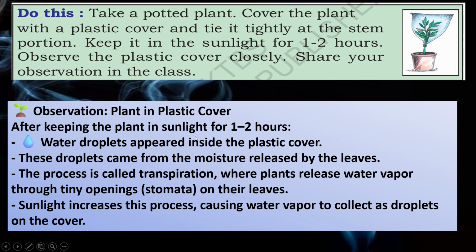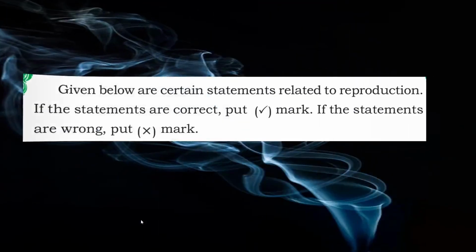After keeping the plant in the sunlight for 1 or 2 hours, water droplets appeared inside the plastic cover. These droplets came from the moisture released by the leaves. The process is called transpiration, where plants release water vapor through tiny openings called stomata on their leaves. Sunlight increases this process, causing water vapor to collect as droplets on the cover.